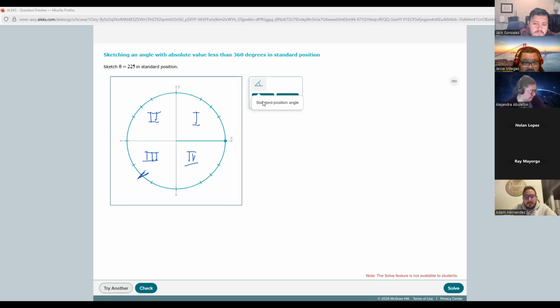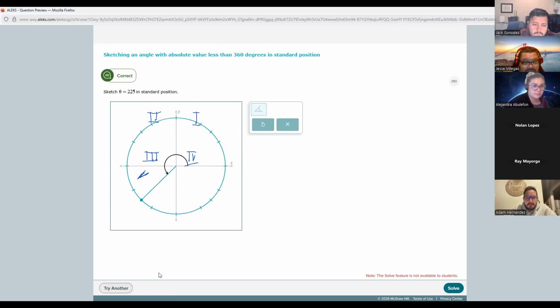So we're gonna use the standard position angle, drag it to that point. So here's the angle going all the way to 225, right there. That's it, just hit submit. On paper, you would just draw in that section. Draw it in the third quadrant. But nothing crazy, right? But there's a lot of ideas there.